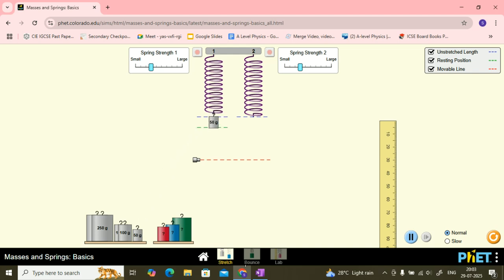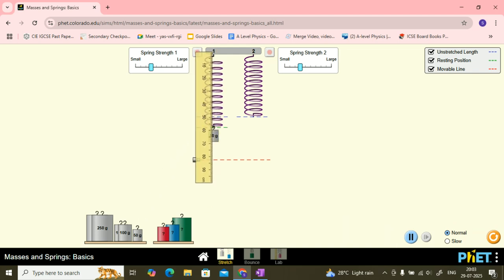Now let's begin with the extension. If I see, the original length is 48, but after attaching 50 grams of weight, its length has now become 56.